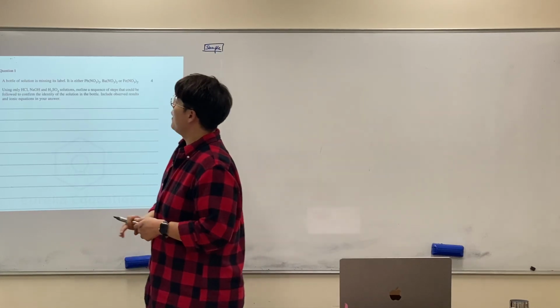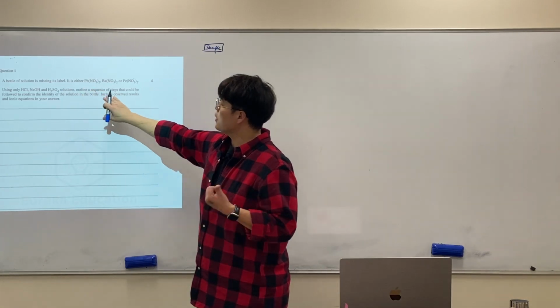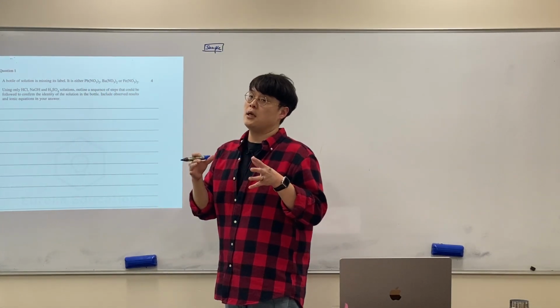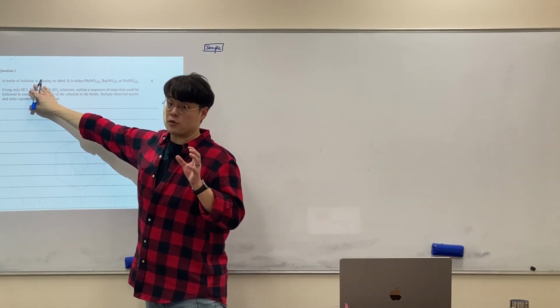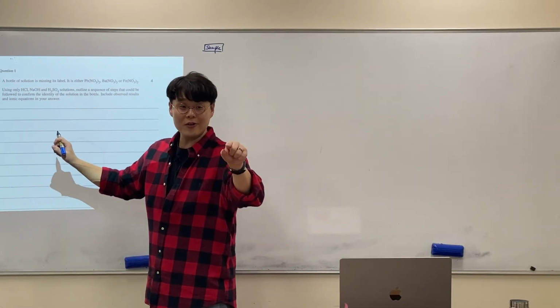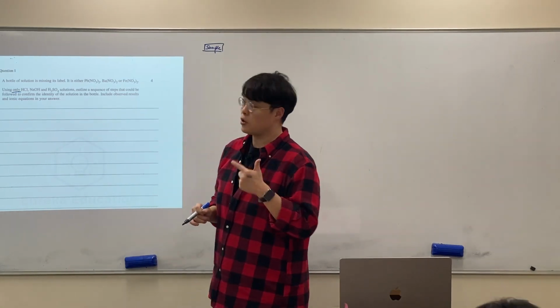Okay, question 1. A bottle of the solution is missing its label, so it is either lead, barium, or iron(II) nitrate. Your task is to identify what the solution in the bottle is, using only hydrochloric acid, sodium hydroxide, and sulfuric acid.